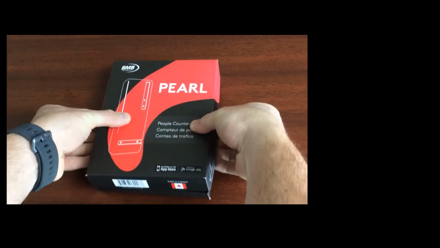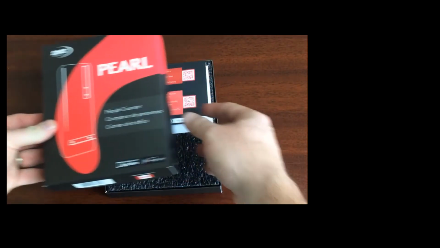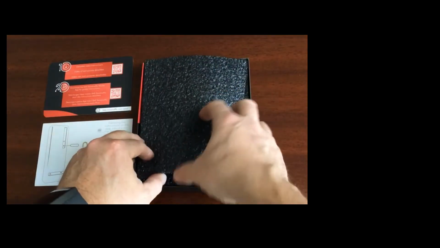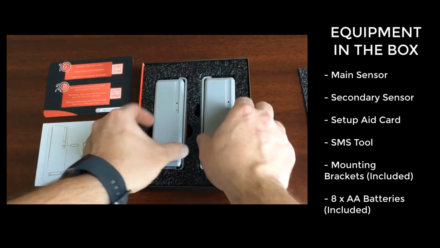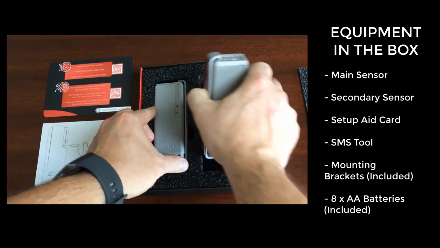In each box, you will receive the following. A main sensor, a secondary sensor, along with an SMS tool.